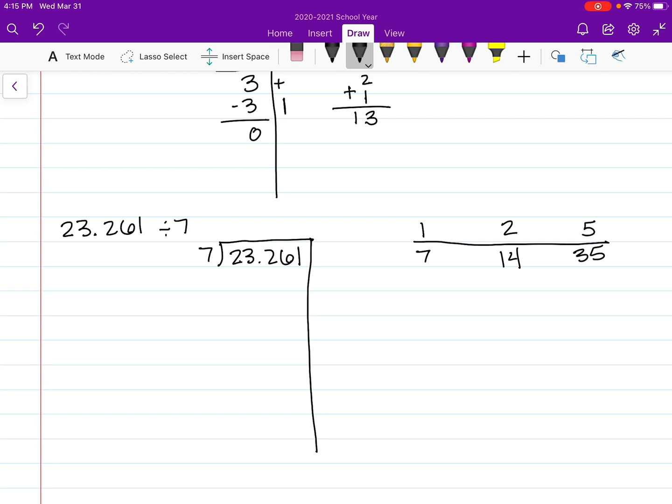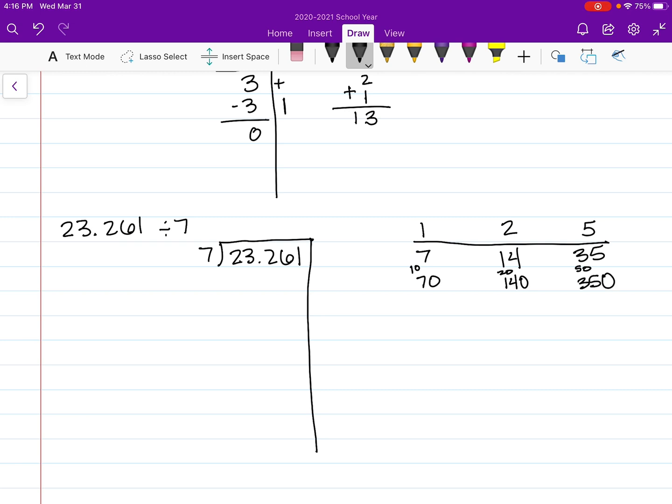Now for my next line, I am going to do 10 times 7, 20 times 7, and 50 times 7. So 10 times 7 is 70. 20 times 7 is, I'm just adding a 0, 140. 50 times 7 is 350.